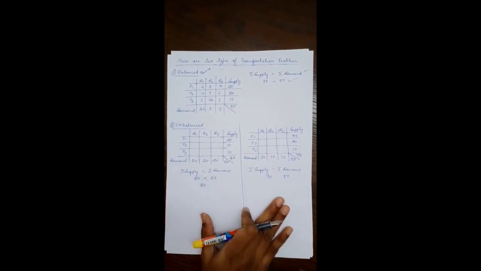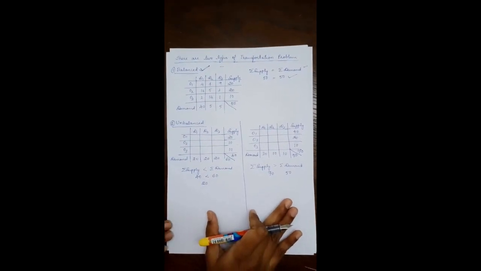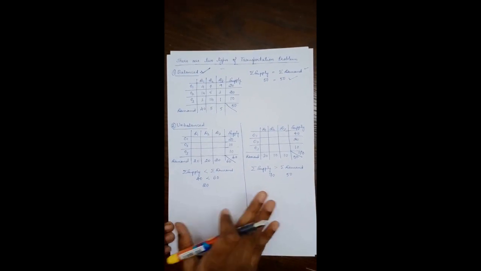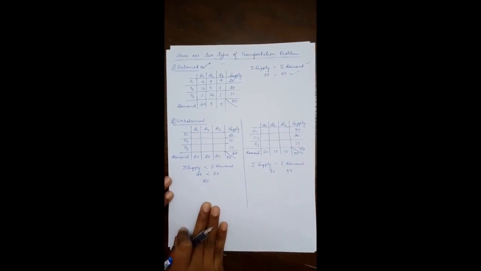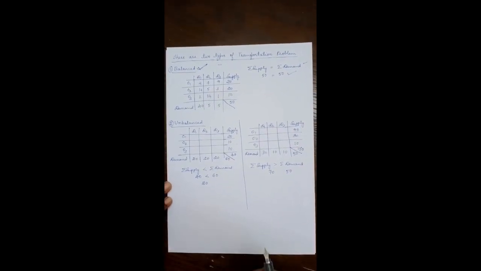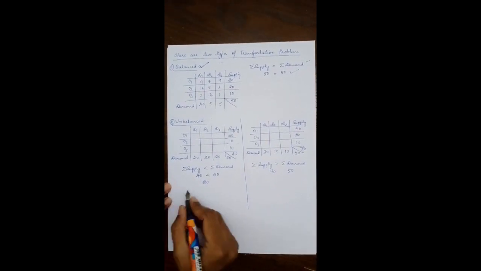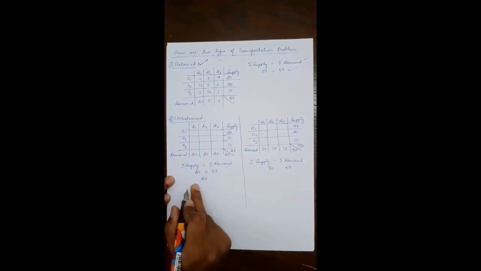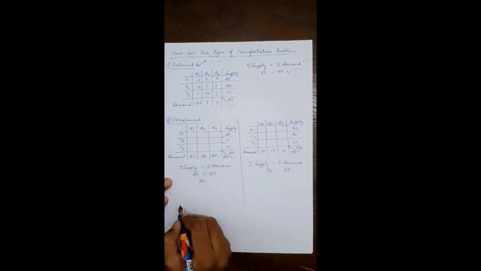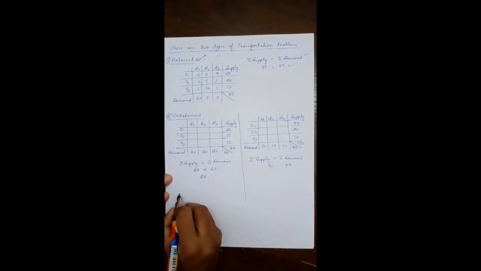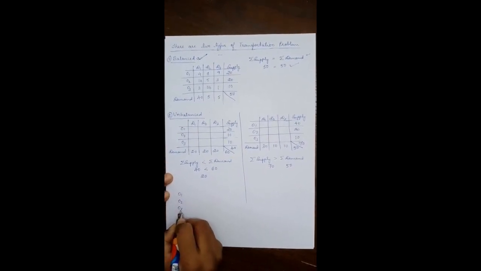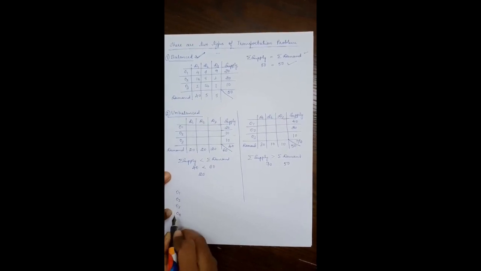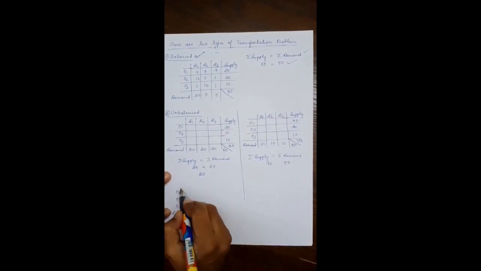This is very important. Whenever you have an unbalanced transportation problem, you have to balance it. I'm going to show you how to balance the unbalanced transportation problem and then start solving the problem. So whenever we have a deficit in supply, you are going to add a row. So how do we do it? I'm adding a dummy row, or DO, dummy origin.